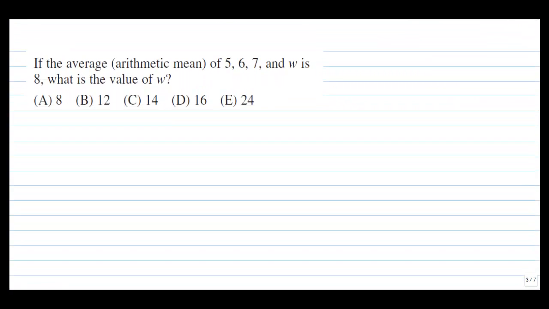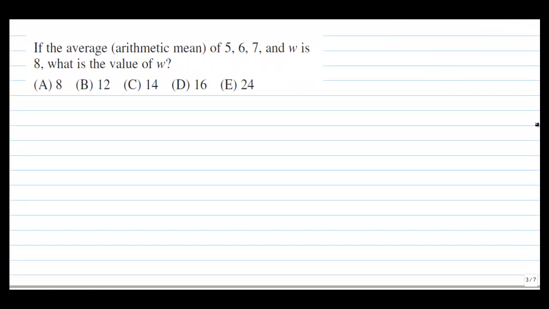Alright, now to the first problem. It says if the average, as I said before, the average is the arithmetic mean, of 5, 6, 7 and W is 8. The average of these 4 numbers is 8. What's the value of W? Alright, so the average is given. So we write the average is the sum of the given values, which is 5 plus 6 plus 7 plus W, over, don't forget the over, divide by 4. Right, the average here you can see is given, which is 8.